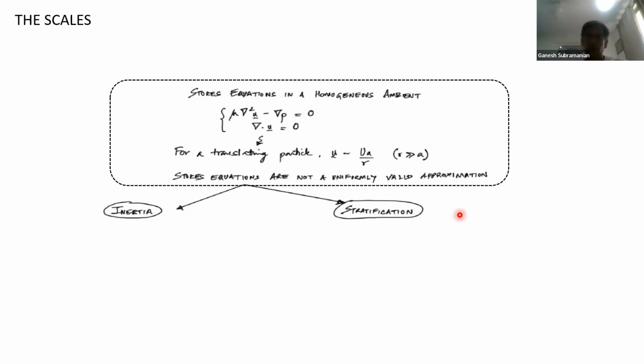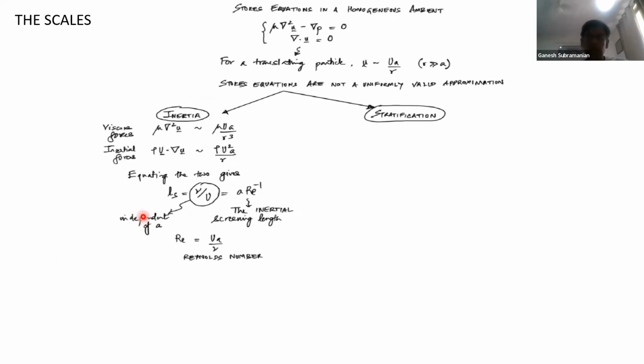Okay? So if we go along the lines of Oseen, the familiar case, I'll try to go through the scaling analysis for inertia. So the idea is the following. You can estimate the length scale on a self-consistent basis in that you use the Stokes solution as the starting point. So if I take the Stokes solution, which is UA by R, A being the size of the sphere or the particle, then the viscous forces, which are mu del squared U, turn out to be mu UA by R cubed.